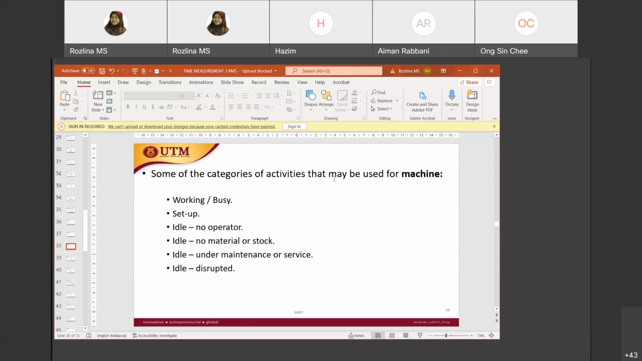Okay, then for the activities for the machine, we can detect maybe they are busy or being set up, or maybe idle. So idle, maybe there is no operator, maybe there is no material or stock, under maintenance, or disrupted by supervisors.